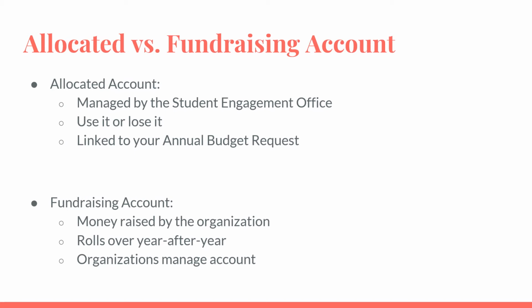Your organization will have access to two different types of funding accounts, your allocated account and your fundraising account. Your allocated account is managed by the Student Engagement Office. In a few slides, we will discuss how you can get money into your allocated account. It is important to note that any money in your allocated account operates on a use it or lose it mentality. If your organization does not use all of its allocated funds by the end of the academic year, the money will not roll over to the next year.